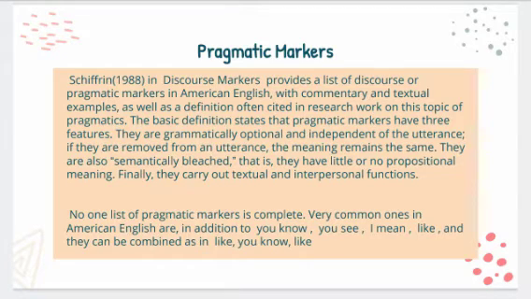Schiffrin, in Discourse Markers, provides a list of discourse or pragmatic markers in American English with commentary and textual examples as well as a definition, often cited in research work on this topic of pragmatics. The basic definition states that pragmatic markers have three features. They are grammatically optional and independent of the utterance. If they are removed from an utterance, the meaning remains the same. They are also semantically empty, that is, they have little or no propositional meaning. Finally, they carry out textual and interpersonal functions.